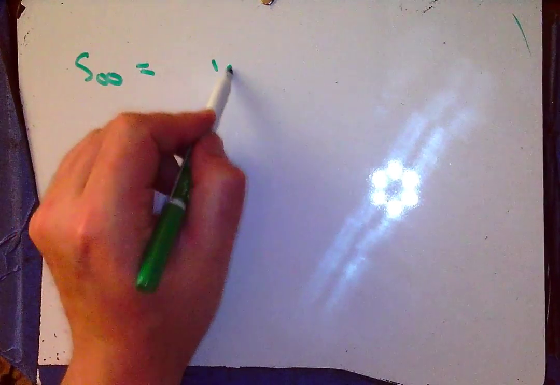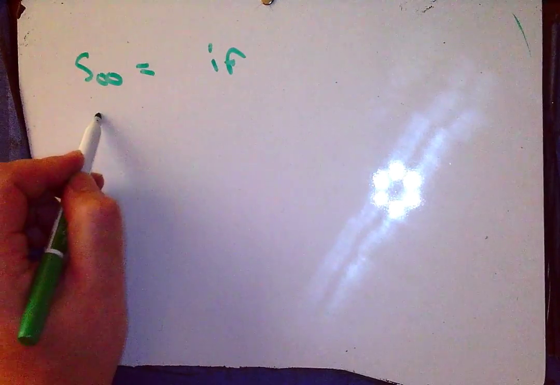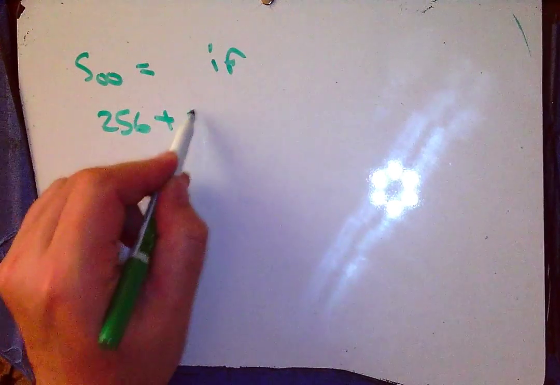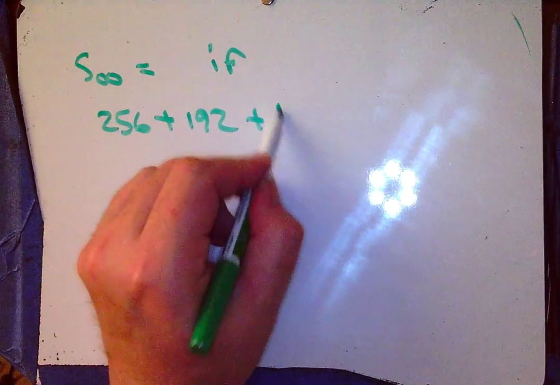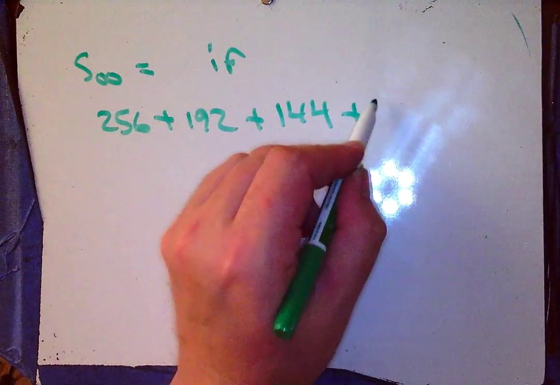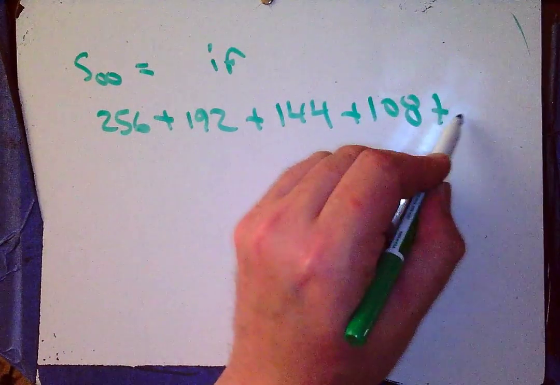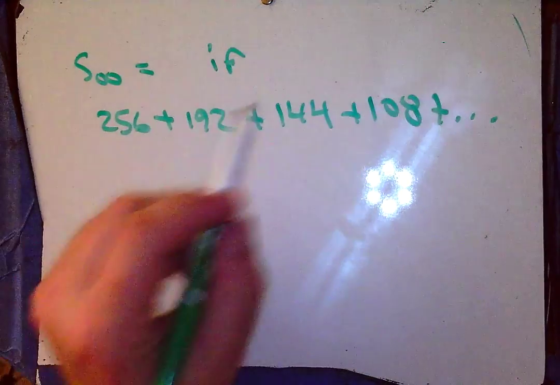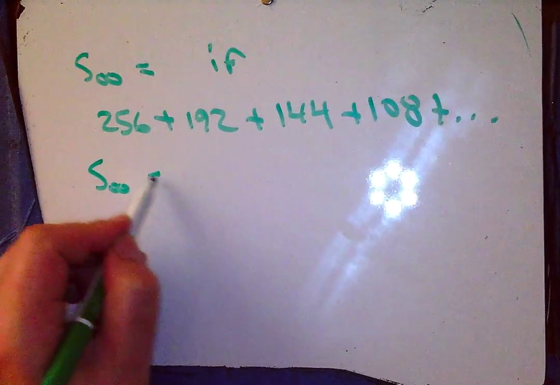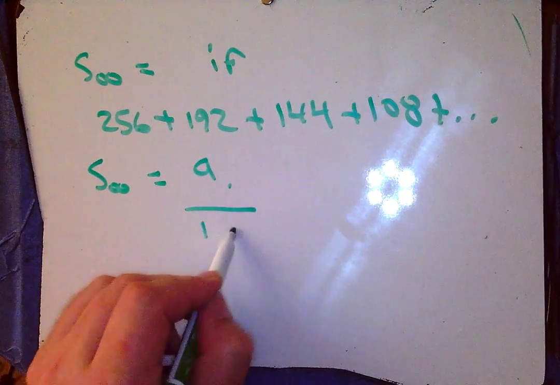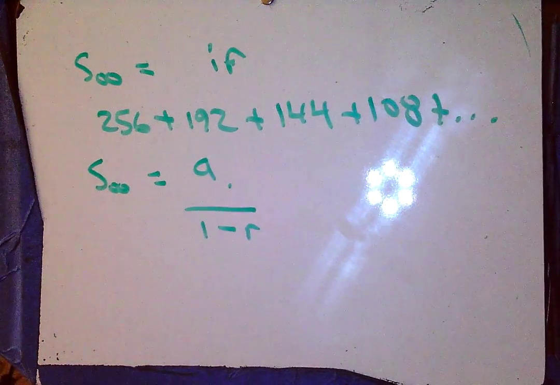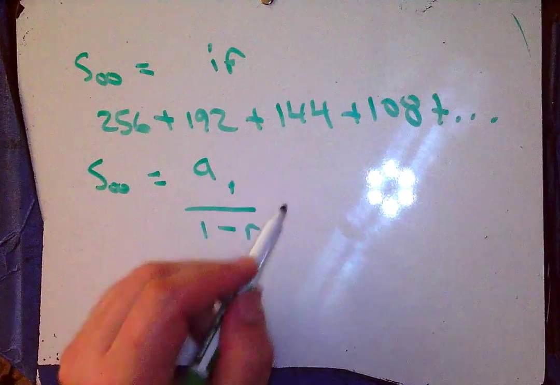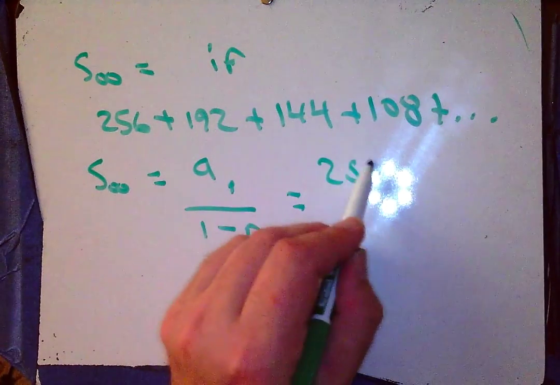Find S sub infinity if 256 plus 192 plus 144 plus 108. Okay, so please find the sum of those infinite things using that sum formula. As a reminder, S sub infinity is a sub 1 over 1 minus r. Okay, welcome back. A sub 1 is 256.